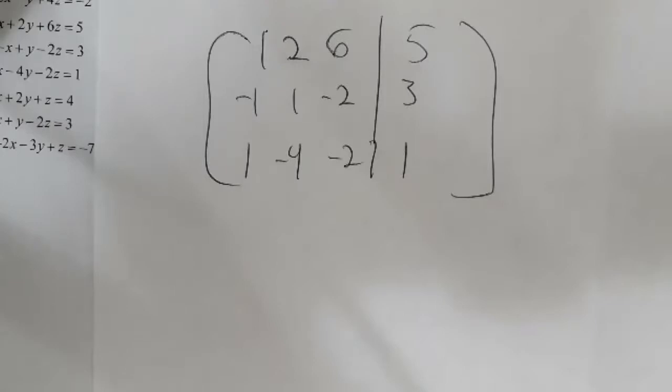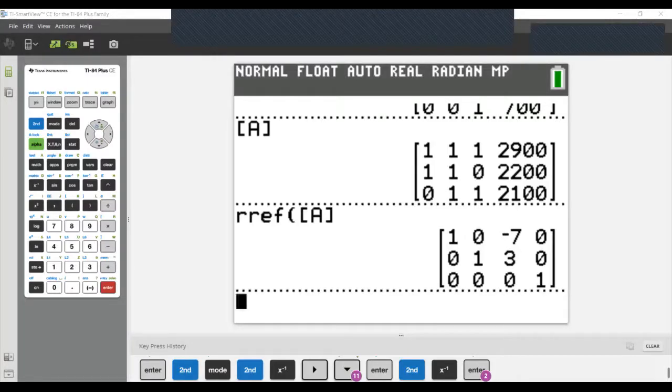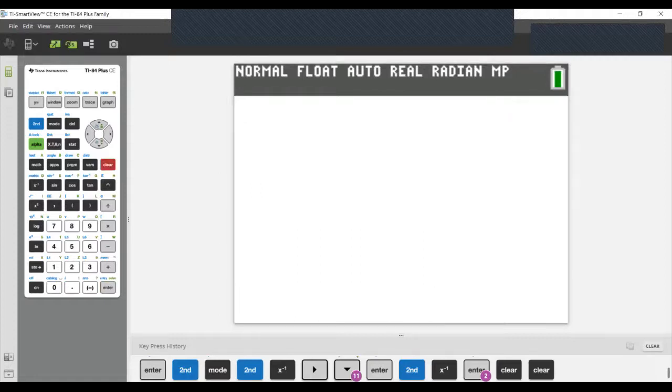Okay, so I do want to show you a little trick that the TIs will do. Let's go and do this one in a TI right quick. So share my screen. Let's go back to my TI Smart View. There we go. And I want to clear everything. There we go. Clear everything. Let's go to the second matrix.